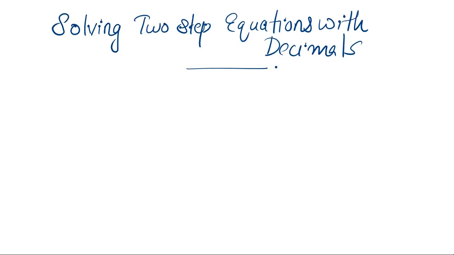Today we are going to discuss some two-step equations with decimals. We can begin with a simple example. So first question is V divided by 2.2 minus 0.1 is equal to 7.4. So solving this equation means we have to find the value of V.